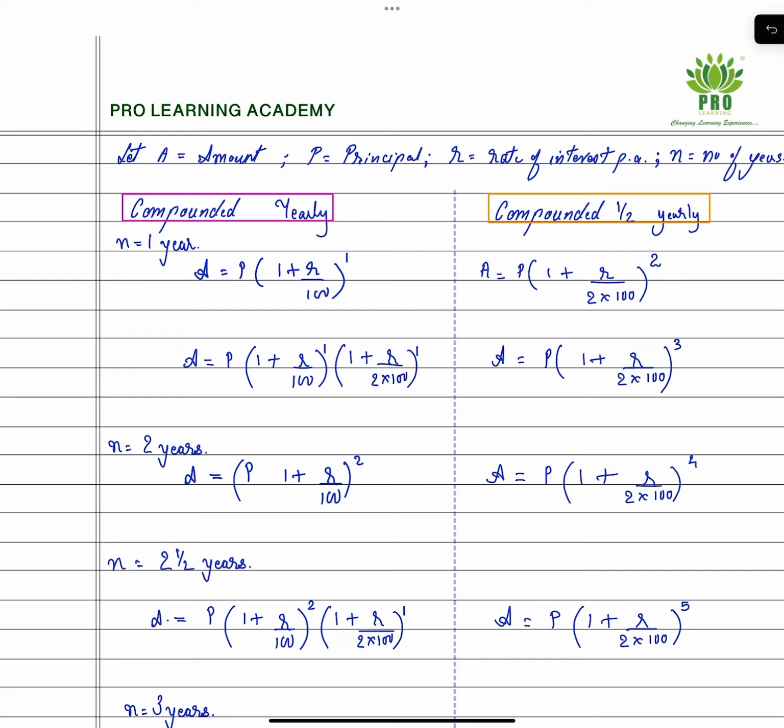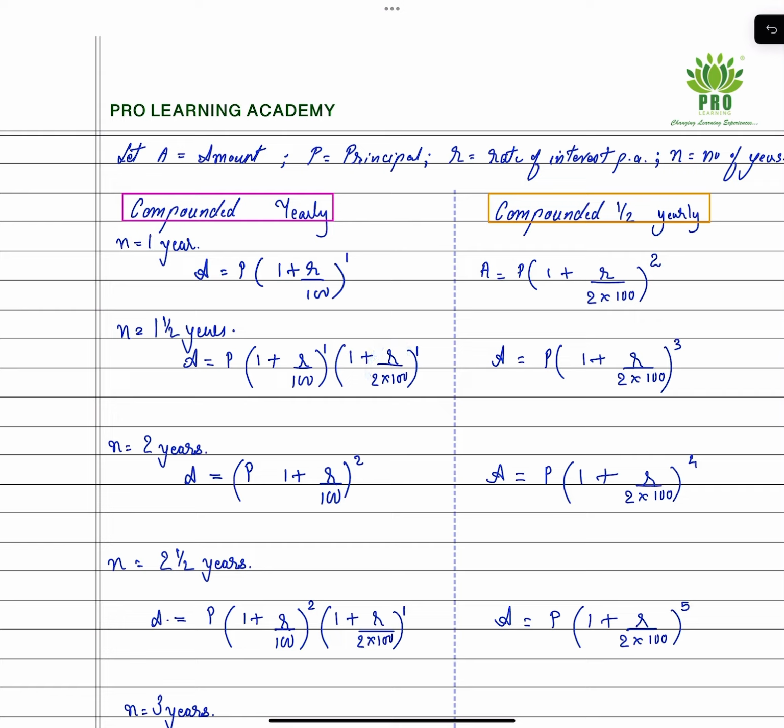If it was 1.5 years, my time period n is 1 and a half years. If that is the case, we know that the compound interest is supposed to be compounded yearly. So this piece gives us the growth on the principal P for a period of 1 year. Since we have to compute for another half the year, we are multiplying this component with 1 plus R over 2 times 100 the whole power 1. So R over 2, if the rate of interest is 10% for the whole year, then for half the year it is supposed to be 10 over 2, which becomes 5. So this precisely halves the rate of interest.